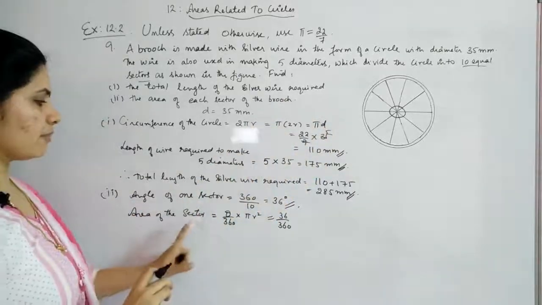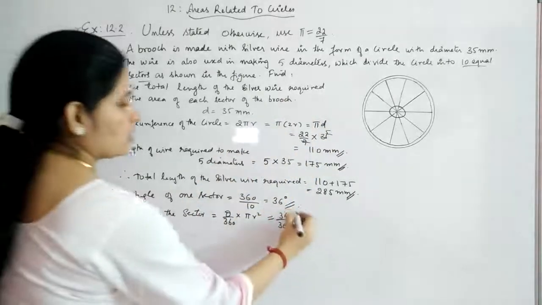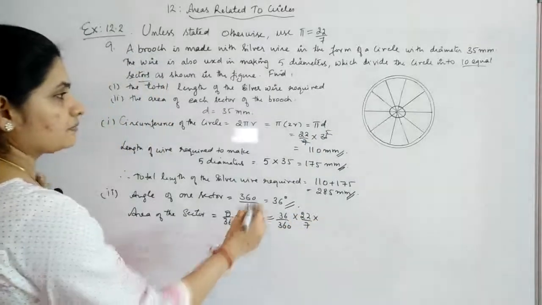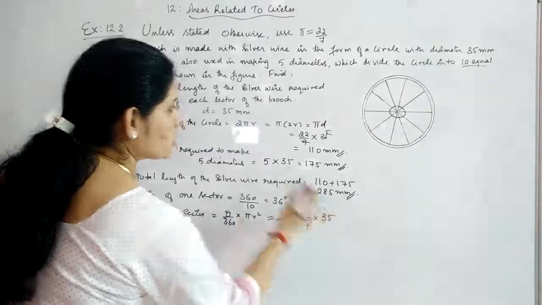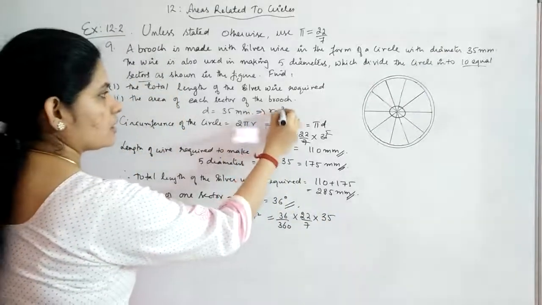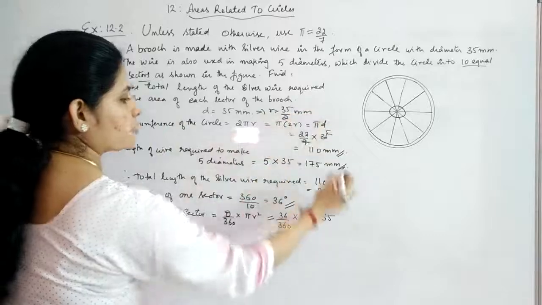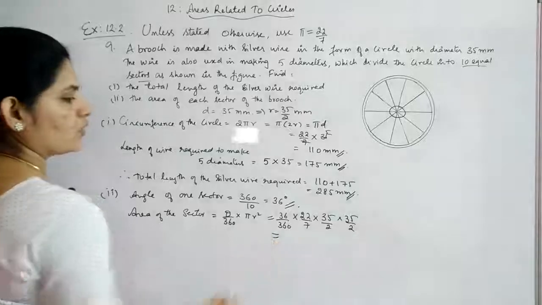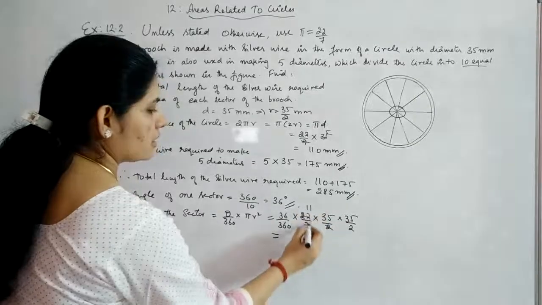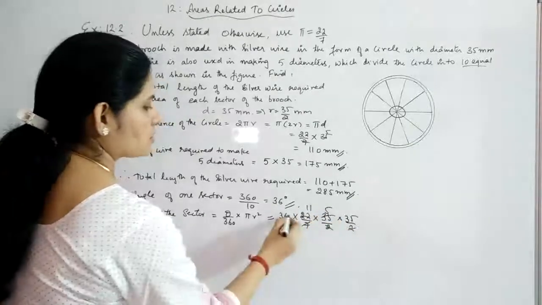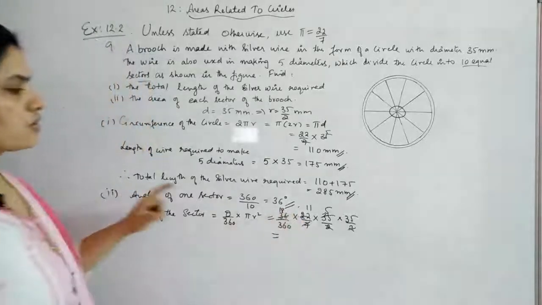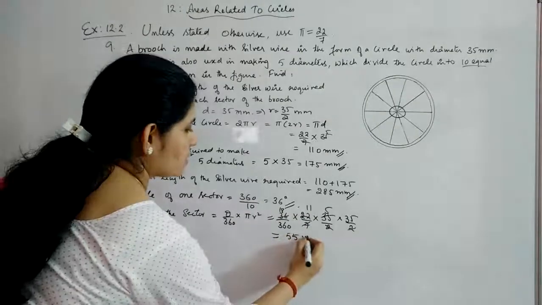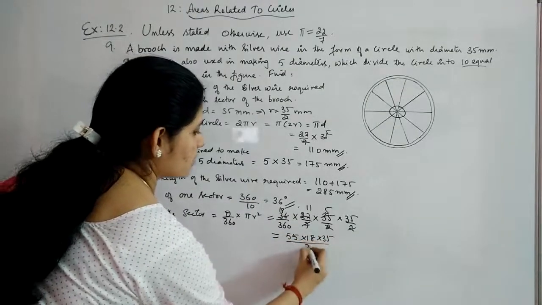So it is 1 by 10 part of the total pi r square area. Pi is taken as 22 by 7, and r, what is r? 35 by 2. This is diameter, so r will be 35 by 2 mm. So that is 35 by 2 into 35 by 2. Simplifying, this is 11, here you will have 5, this is 18. So you are getting 18 into 11 into 5, that is 55 into 18 into 35 divided by 360.